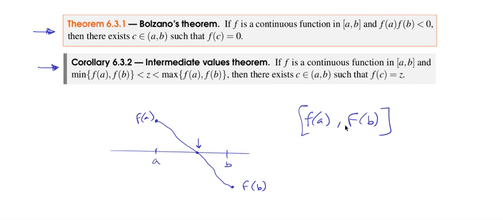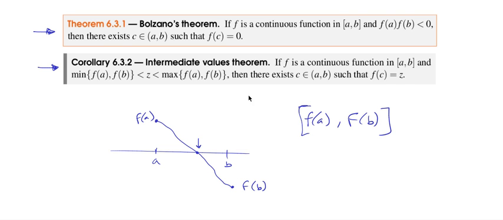Well, in this case, or the other way around, because f(b) is smaller than f(a), right? The image of f in this closed interval [a, b] is going to contain this interval. Okay, this means that every value between the extremes is going to be covered.